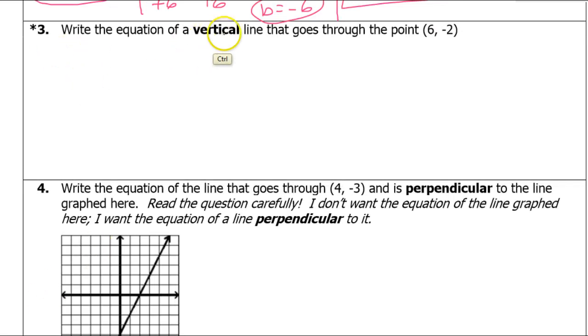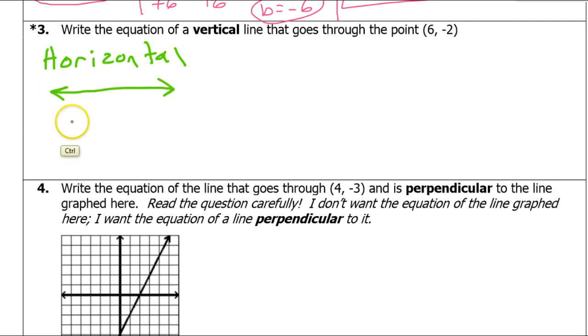Number 3 is a special case. Vertical lines. Look, here's some notes for you. Horizontal. Okay, horizontal lines look like this. They always have equations like y equals something, and the slope is always 0. Okay, that's what we know about horizontal lines.